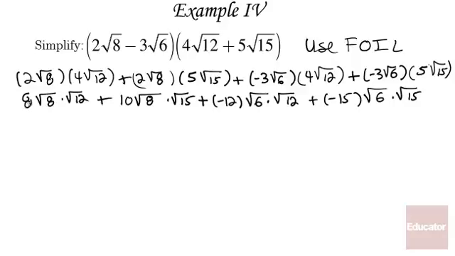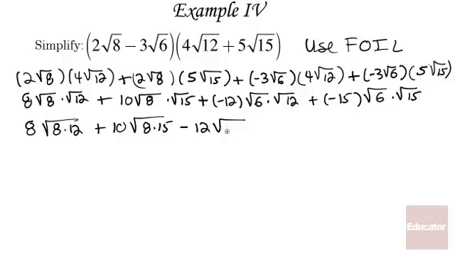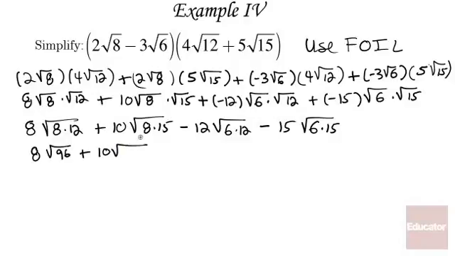So here I'm going to use the product property to rewrite this as 8 times the square root of 8 times 12, plus 10 times the square root of 8 times 15. To make this simpler, instead of saying plus a negative 12, I'm just going to say minus 12, square root of 6 times 12, minus 15, square root of 6 times 15. Okay, doing some multiplication. 8 times 12 is 96, plus 10. 8 times 15 is 120. 6 times 12 is 72. And 6 times 15 is 90.